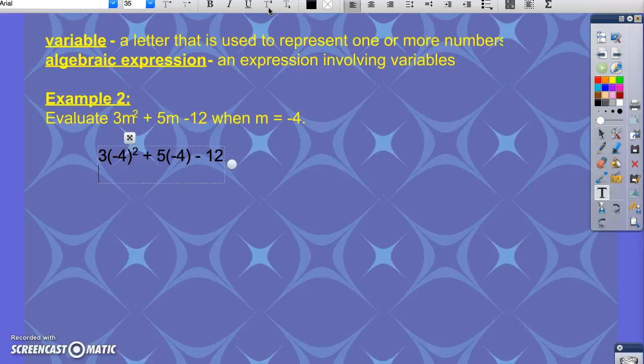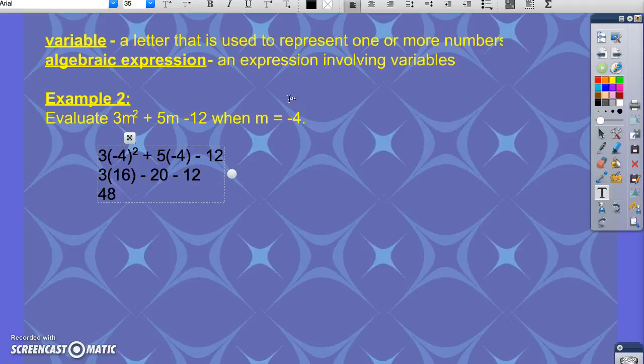Now I know at this point you probably don't need to show a lot of steps. I'm going to show a couple at least. First, square the negative 4, where negative 4 times negative 4 is a positive 16. And I'll evaluate the next line. 5 times negative 4 is negative 20 minus 12. So I ask you to show some work. You don't have to show a lot of work, but show at least 1 or 2 steps.